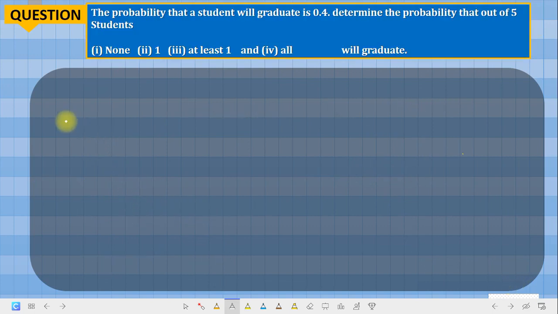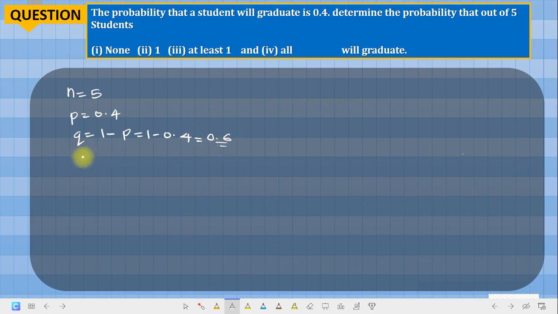Let's take the next question. The probability that a student will graduate is 0.4. Determine the probability that out of 5 students, none will graduate. Out of 5 students, the sample space given to us is N equal to 5. The probability given to us is 0.4, which is P. Now, our Q is 1 minus P, which is 1 minus 0.4, and that will give us 0.6.